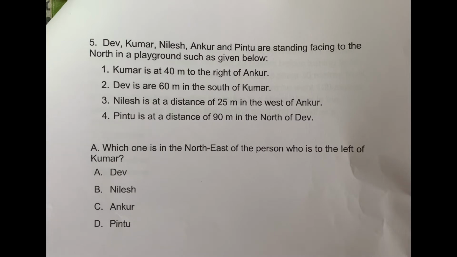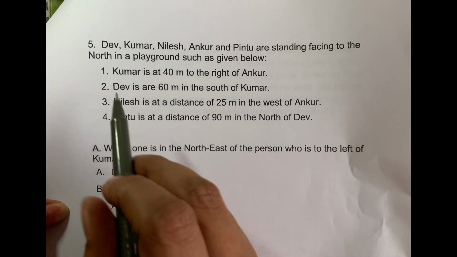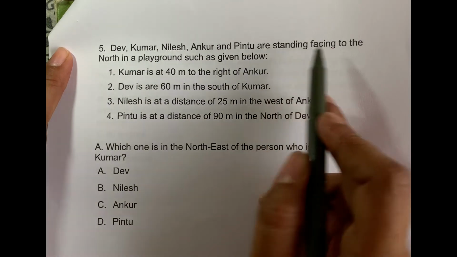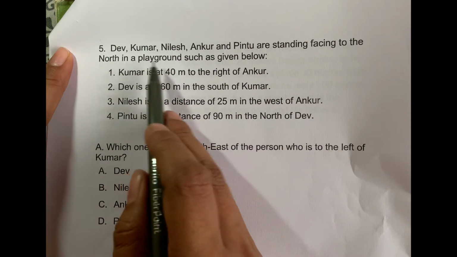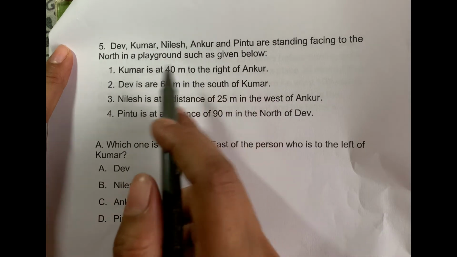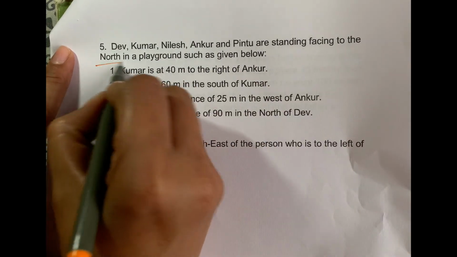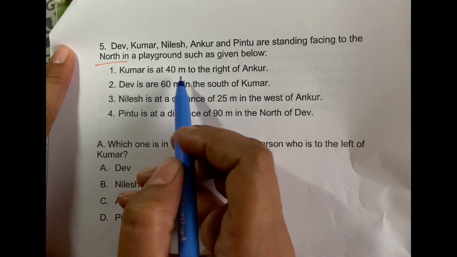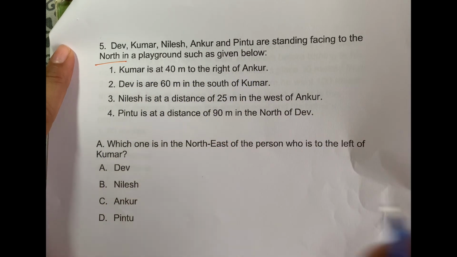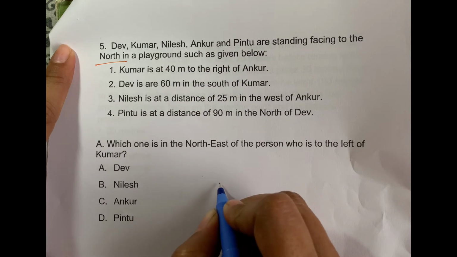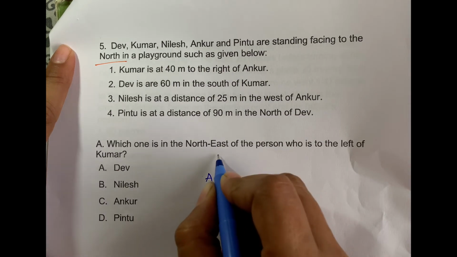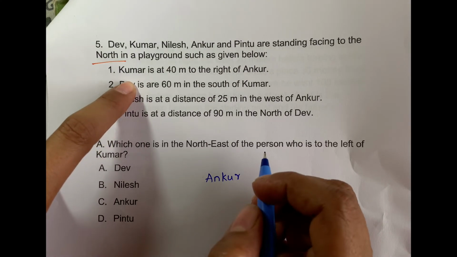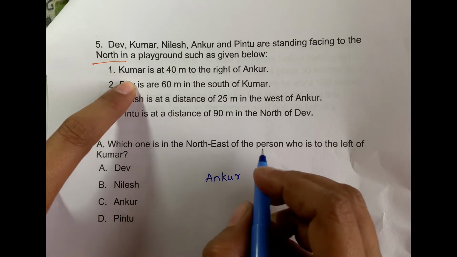Moving on to the next question. Dev, Kumar, Nilesh, Ankur and Pintu are standing facing to the north in a playground as given below. So all are facing north. Kumar is at 40 meters to the right of Ankur. So we'll write it here, Ankur. This is anyways north, Ankur.